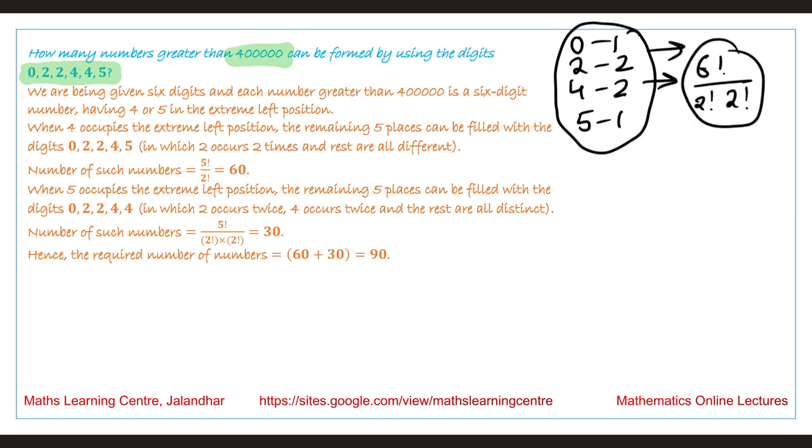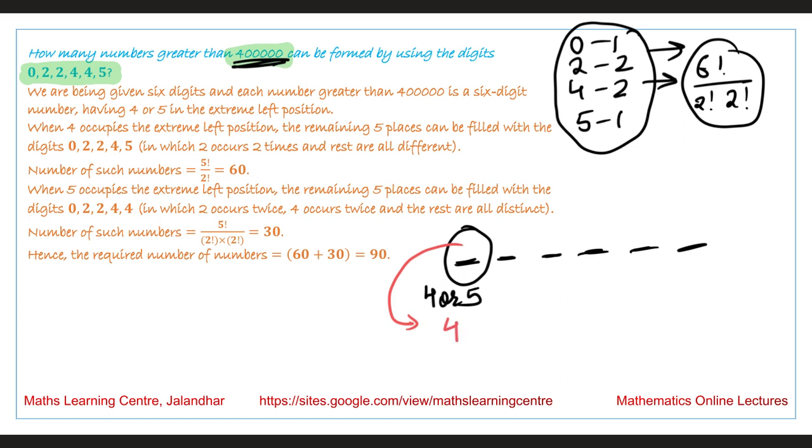Now what we require is that the number should be greater than 400,000. So we are having 1, 2, 3, 4, 5 and 6 places. This first place can be filled with 4 or 5. In the first case, suppose that this place is filled with 4.